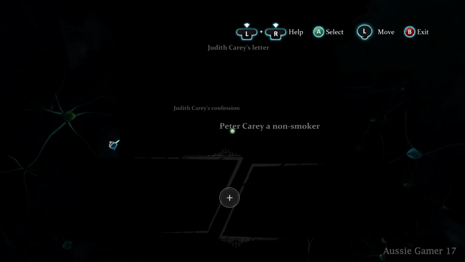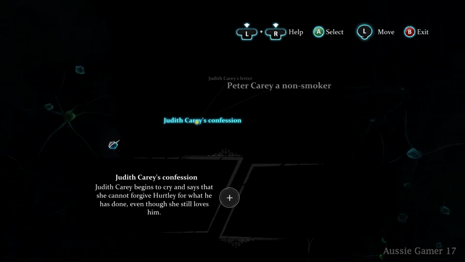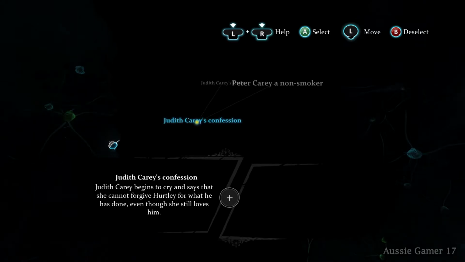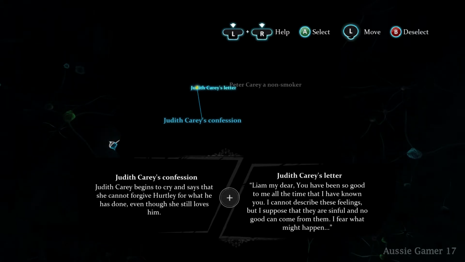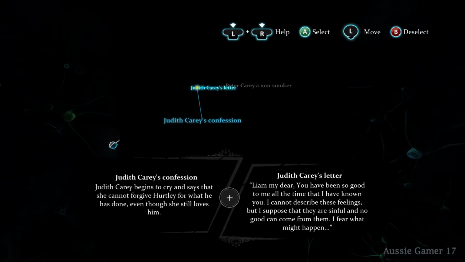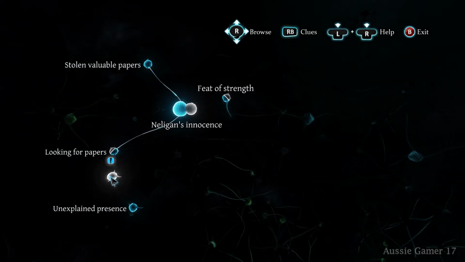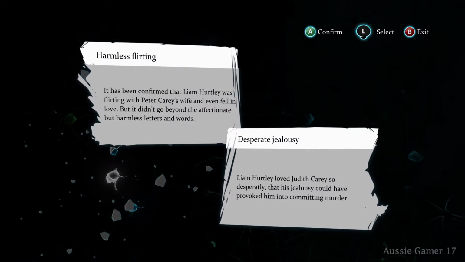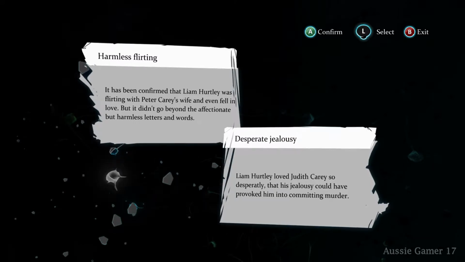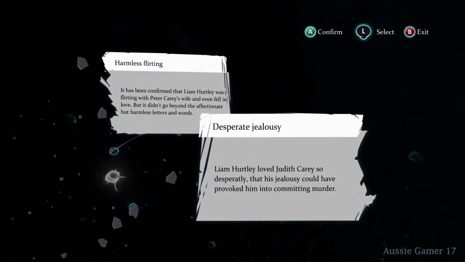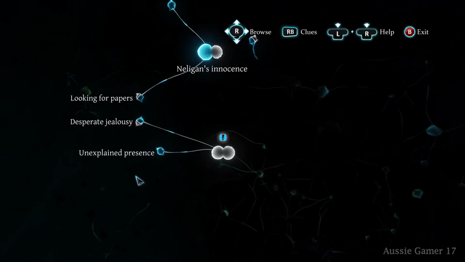And if we go back to the clues, we've got Judith Carey's confession again, and this time we can link it to her letter, Judith Carey's letter. We've still got the non-smoker clue there that we cannot link, so we haven't got anything to link that to just yet. And into this deduction as well. Now, is it harmless flirting or desperate jealousy? So that would give him a motive, wouldn't it? Okay, we'll just click on that one for now. As we know, it doesn't really matter at this stage.